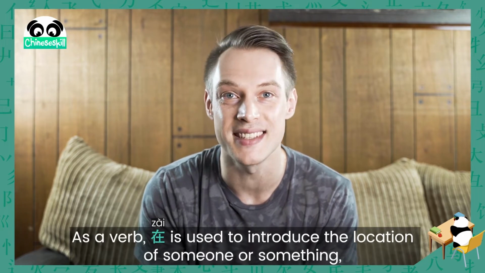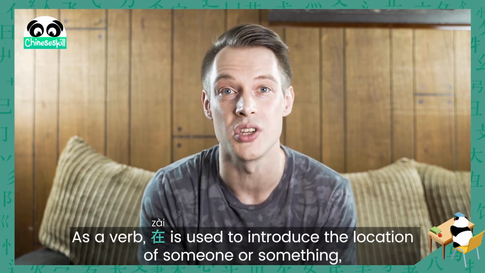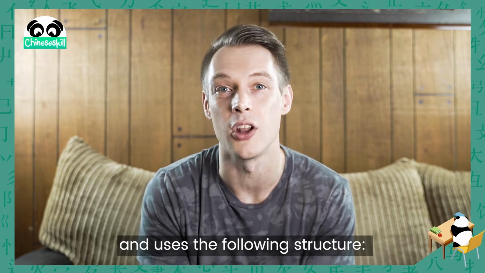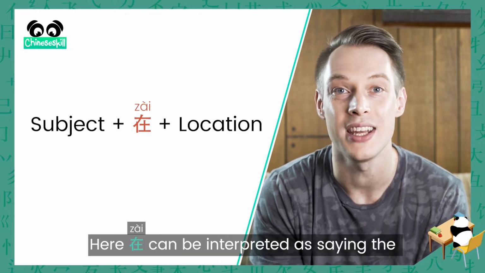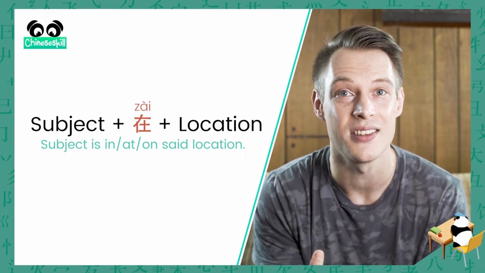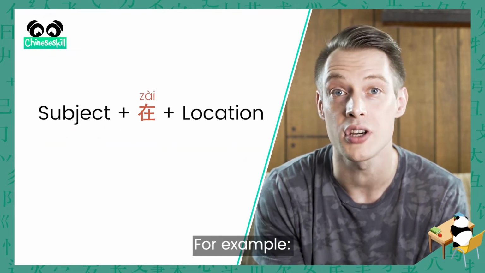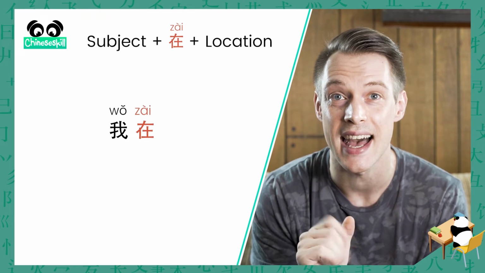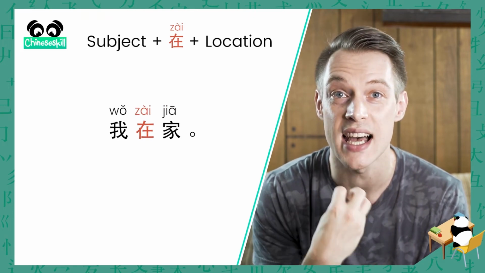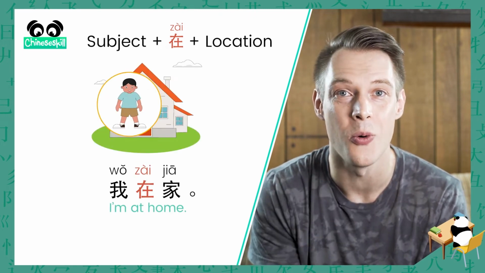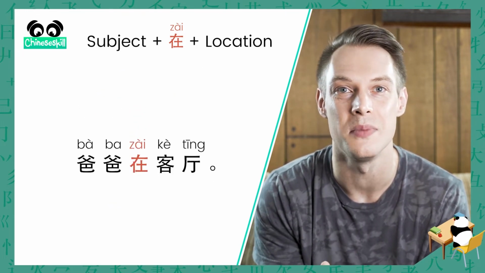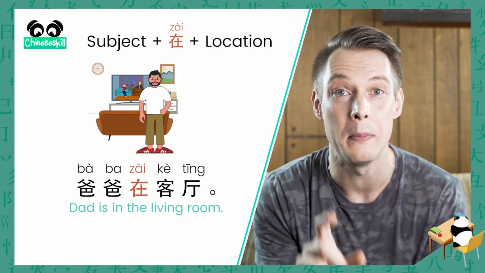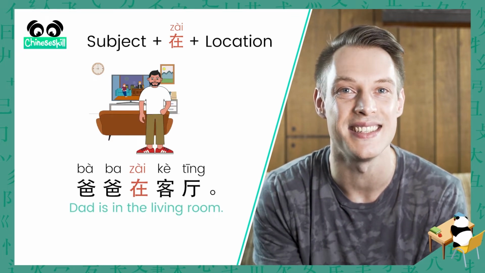As a verb, 在 is used to introduce the location of someone or something and uses the following structure. A subject plus 在 plus a location. Here, 在 can be interpreted as saying the subject is in, at, or on said location. For example, 我在家. 我在家 means I'm at home. And we can say 爸爸在客厅 to mean dad's in the living room.